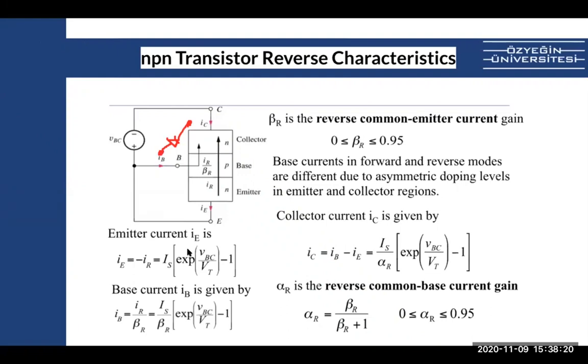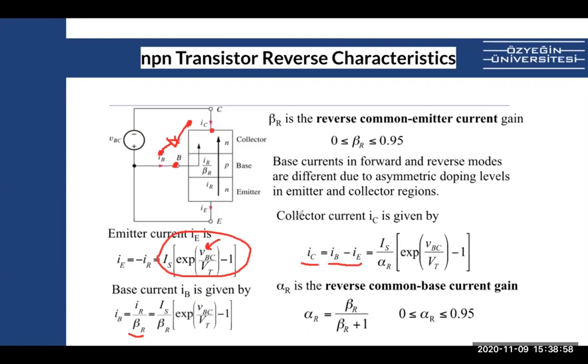There will be a current due to the BC junction, VBC, because VBC is the voltage on the diode, and this diode will create this current. And similarly, the base current will be that emitter current divided by beta. And here this time, we can write the IC as IB minus IE.